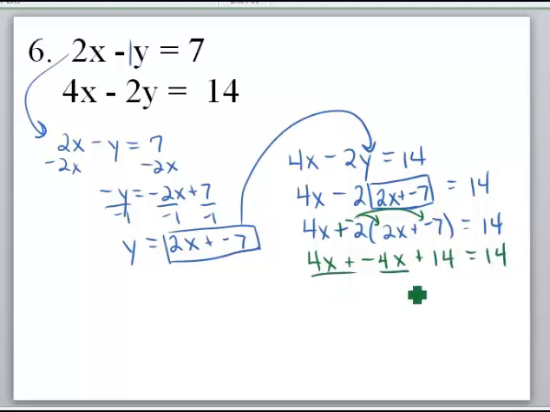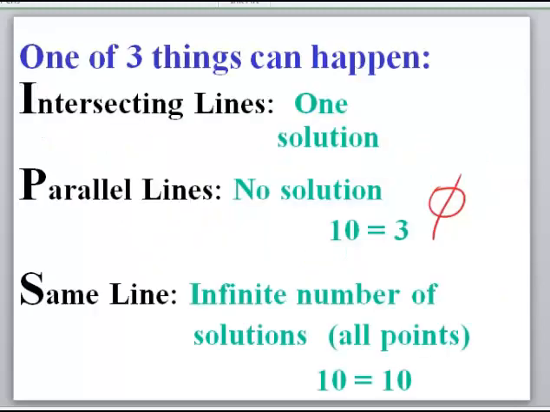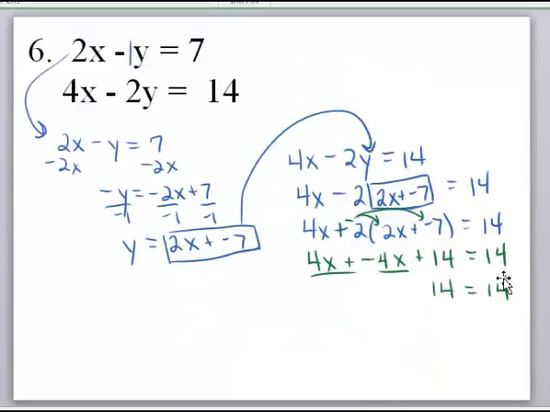So when I combine my like terms here, I get 0. Those cancel out and I get 14 equals 14. Well, this is one of my special solutions. If I take you back to one of my prior slides, there were 3 things that could happen. We could have one solution, which we've been getting over and over. We have no solutions if we get an untrue statement, or we can have infinitely many solutions if we get a true statement. So in this answer, right here I have a true statement, so I know that the answer is infinitely many solutions. So it means I have the same line.